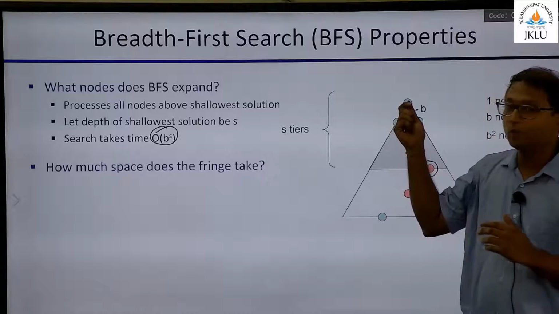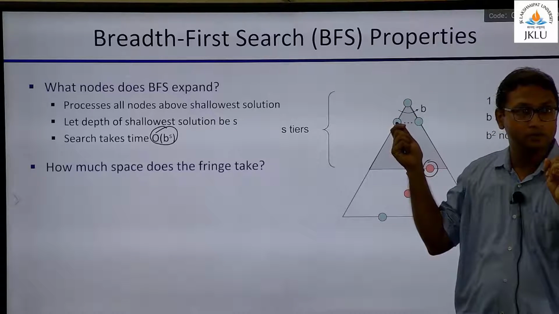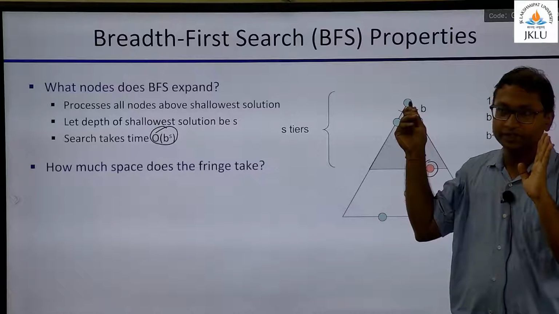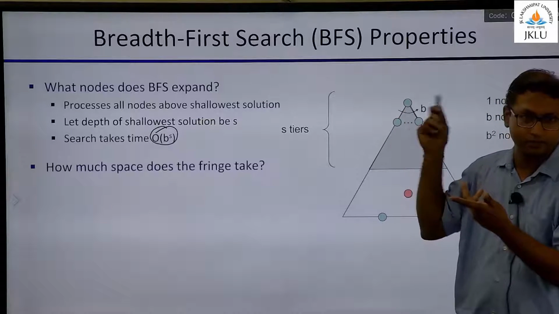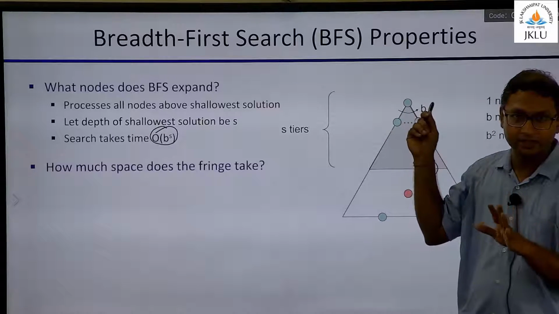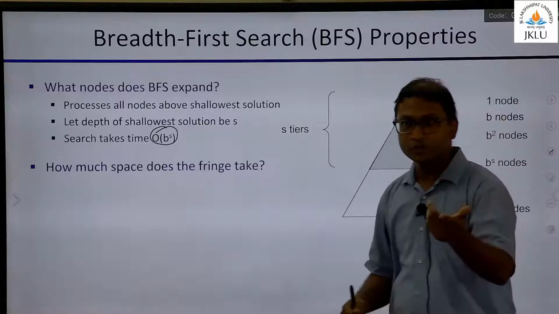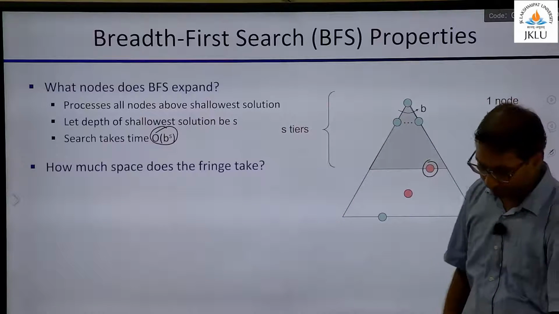When I am here, how many nodes in my fringe? One. Next one? So when I am done with this, how many nodes in fringe? Two or B? Whatever my branching factor is, right? So B. When I am done with this, how many? B square. Alright? So it is increasing exponentially.